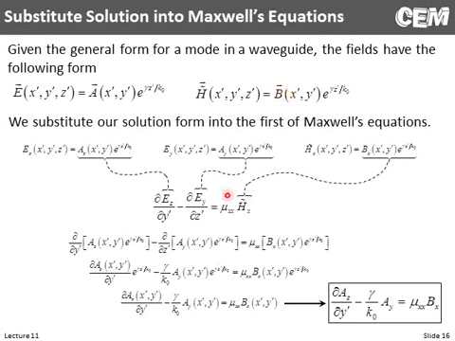Our z derivative has dropped out, and become gamma over k naught. That happened because we know what the field's doing in the z direction. It's just accumulating phase. So that derivative is replaced with gamma over k naught. Remember, gamma is that complex propagation constant.